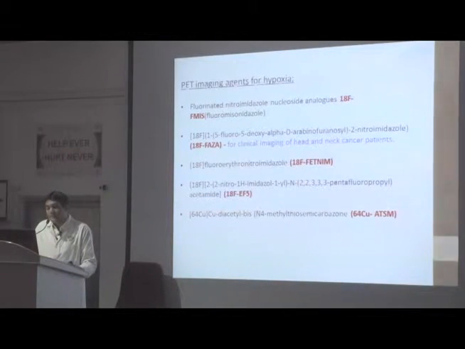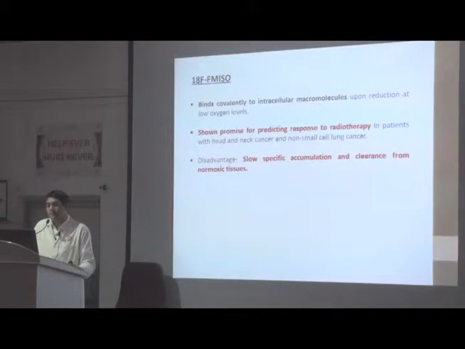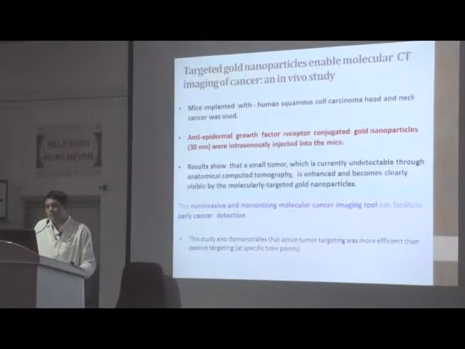PET imaging agents for hypoxia are like 18F FMISO, F18 FAZA, F18 FDNM, F18 BF5, 64Cu ATSM. Some of the common advantages of F18 FMISO: it binds covalently to the intracellular macromolecules, and they show promise for predicting the response to radiotherapy. But there are some disadvantages, like slow accumulation and clearance from the non-target tissue.